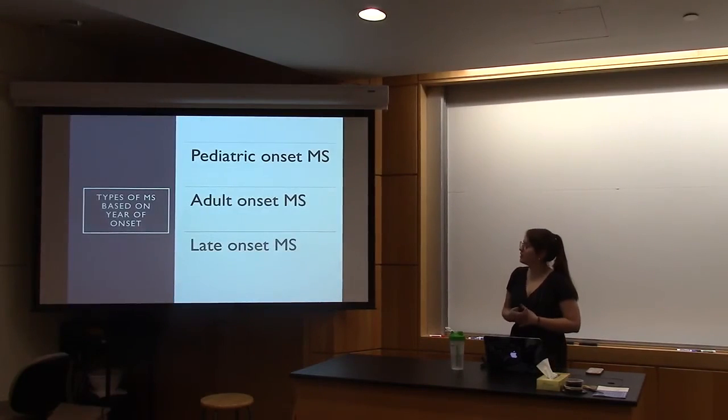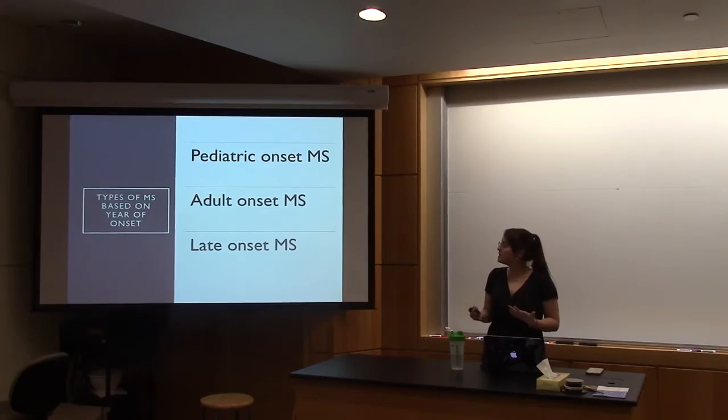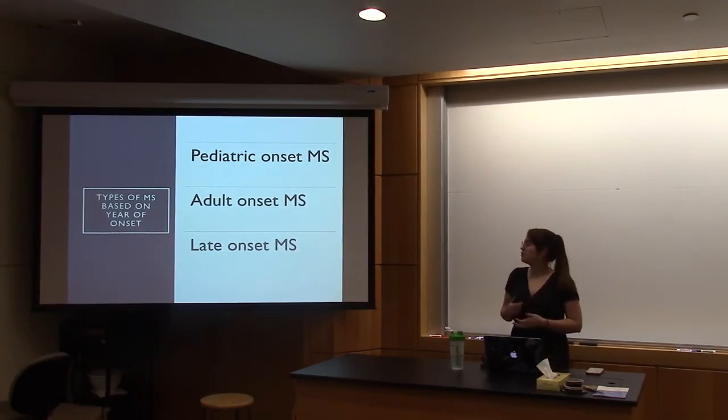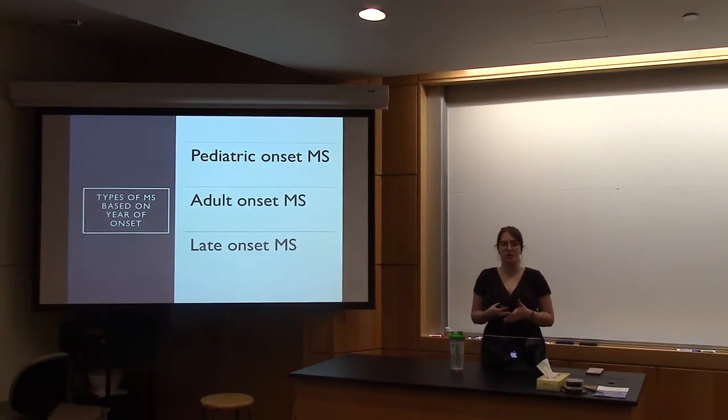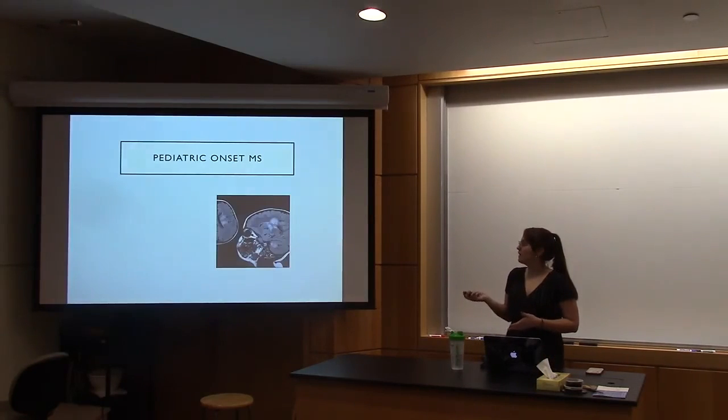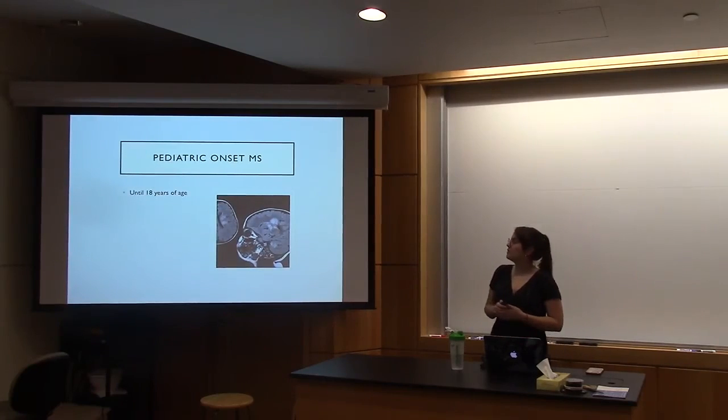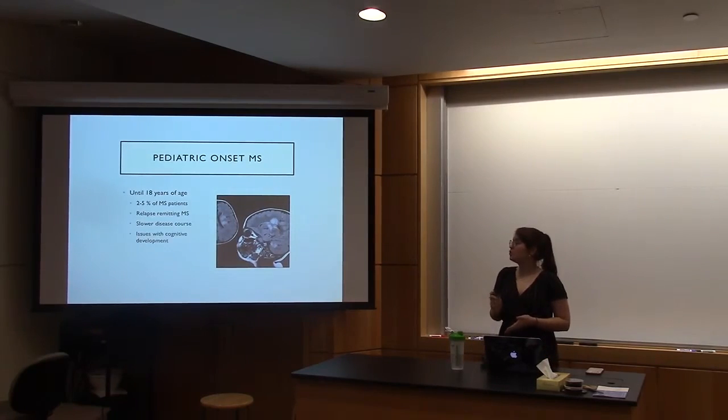So another way we can separate MS is based on the year the patient actually got diagnosed with the disease. So we have three groups. We have the pediatric onset MS, adult onset MS, and late onset MS. My study actually focused on adult onset and late onset MS just because pediatric onset MS is really hardly comparable, and it also affects a very small percentage of people. So it is a multiple sclerosis that is diagnosed until the age of 18. It affects only 2 to 5% of all MS patients in the world.